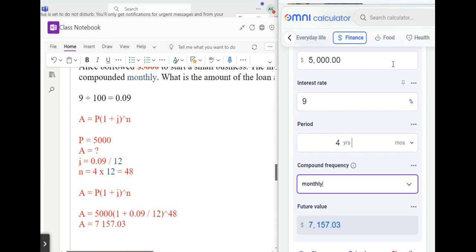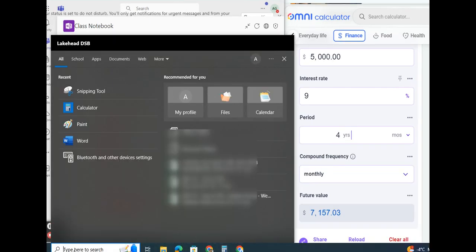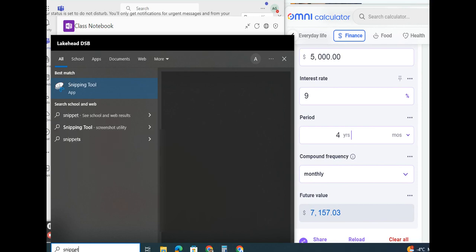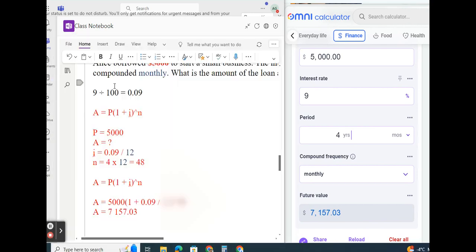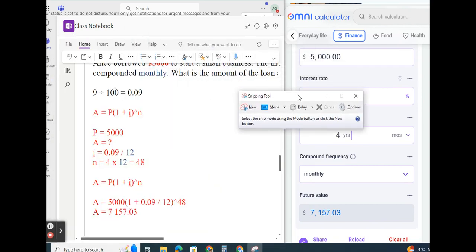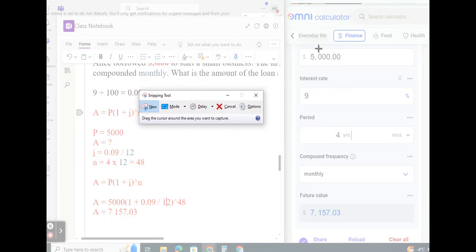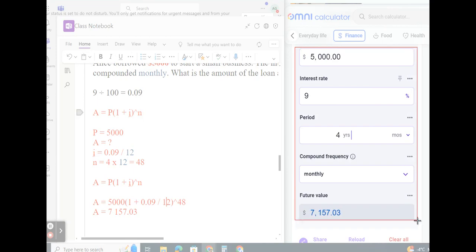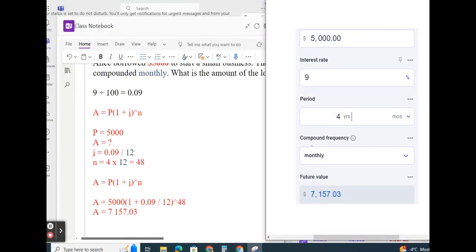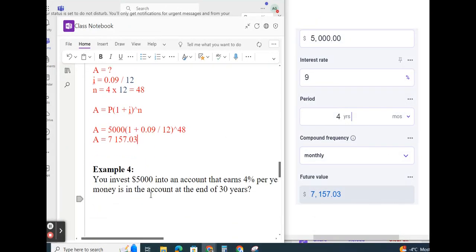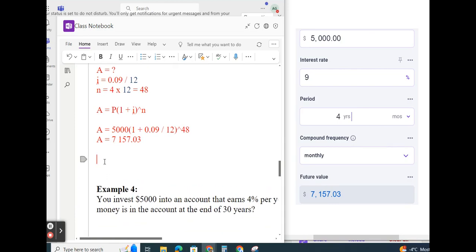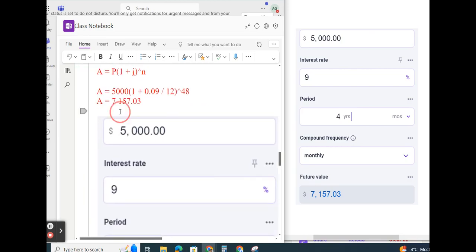And so if you want to use the calculator here, what you can do is in your search bar, we can type in snippet, go to snipping tools, click on new, and you can move this out of the way and you can highlight the information that you found. And here it is. And then you can come over here and paste it into your doc by clicking Control V.